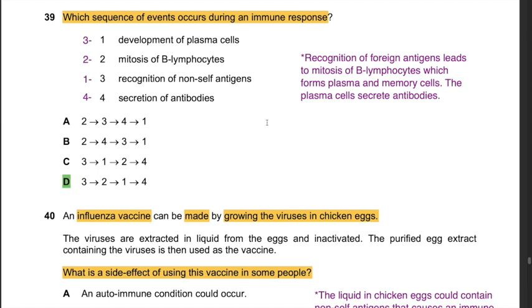Nonetheless, in an immune response, first there would be the recognition of foreign antigens or non-self antigens. This leads to mitosis of B lymphocytes, which forms plasma and memory cells. B lymphocytes, when they undergo mitosis, can form plasma and memory cells. Plasma cells are the only cells that secrete antibodies. So the secretion of antibodies occurs last. So the sequence of events is 3 followed by 2, 2 followed by 1, and 1 followed by 4.